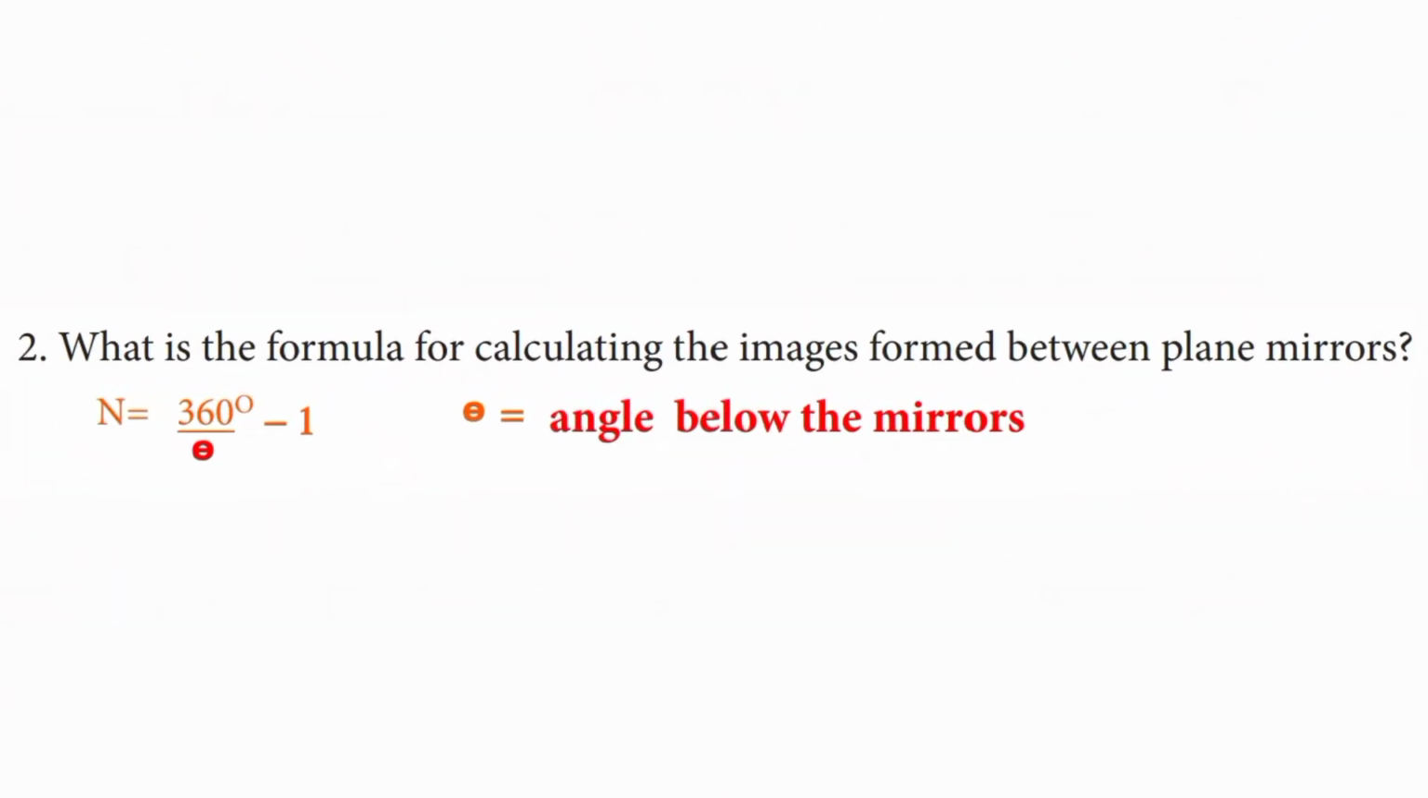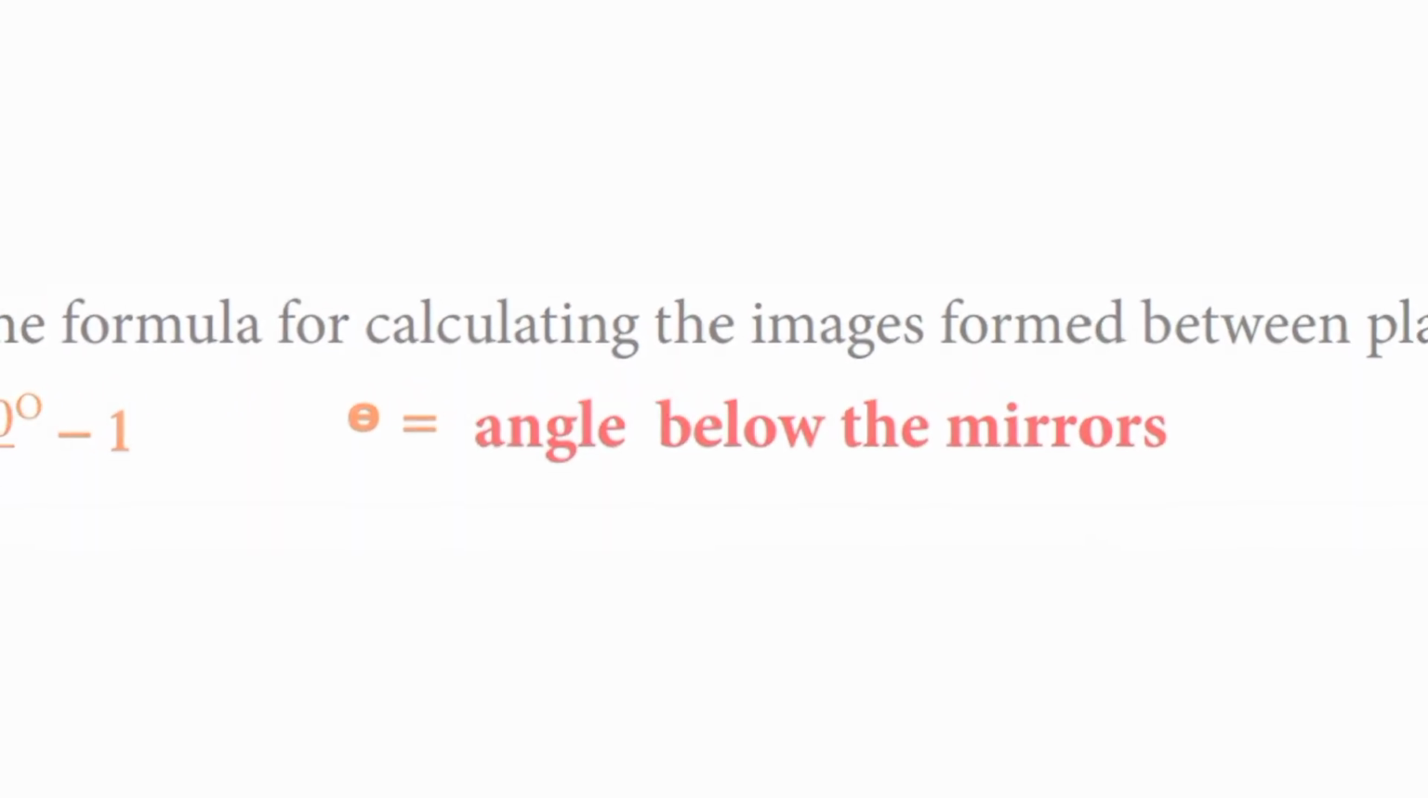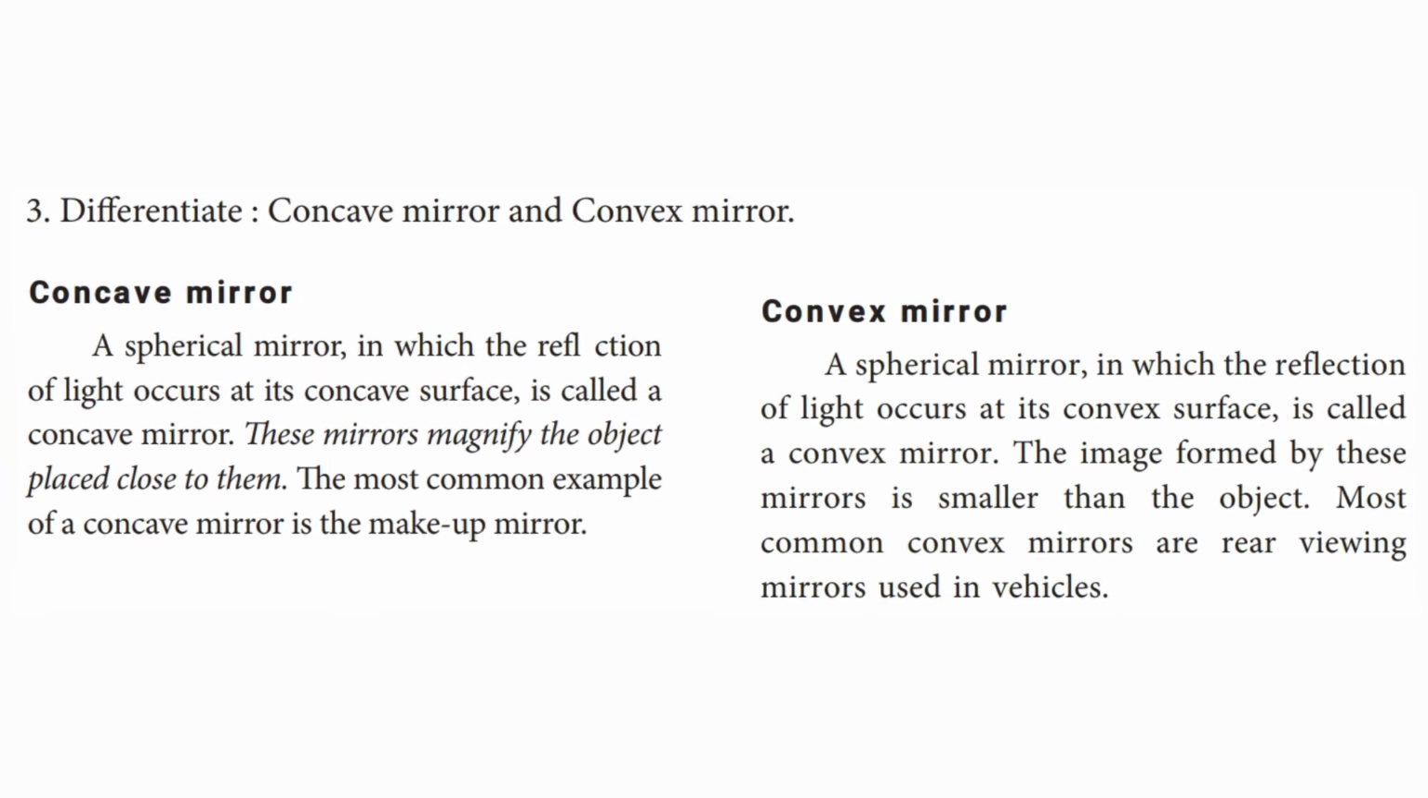Question number 2. What is the formula for calculating the images formed between plane mirrors? Answer n is equal to 360 degree divided by theta minus 1, where theta is the angle between the mirrors. Question number 3. Differentiate concave mirror and convex mirror.